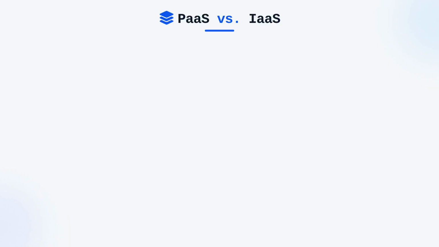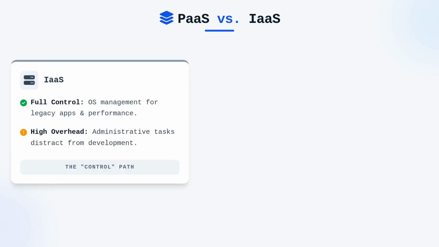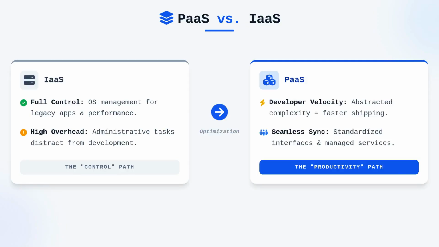We should also consider how PaaS contrasts with infrastructure as a service to better understand why you would choose one over the other. With infrastructure as a service, you retain full control over the operating system, which is sometimes necessary for legacy applications or specific performance requirements. However, this control entails administrative overhead that often distracts from development goals. PaaS optimizes for developer productivity by abstracting those complexities away.